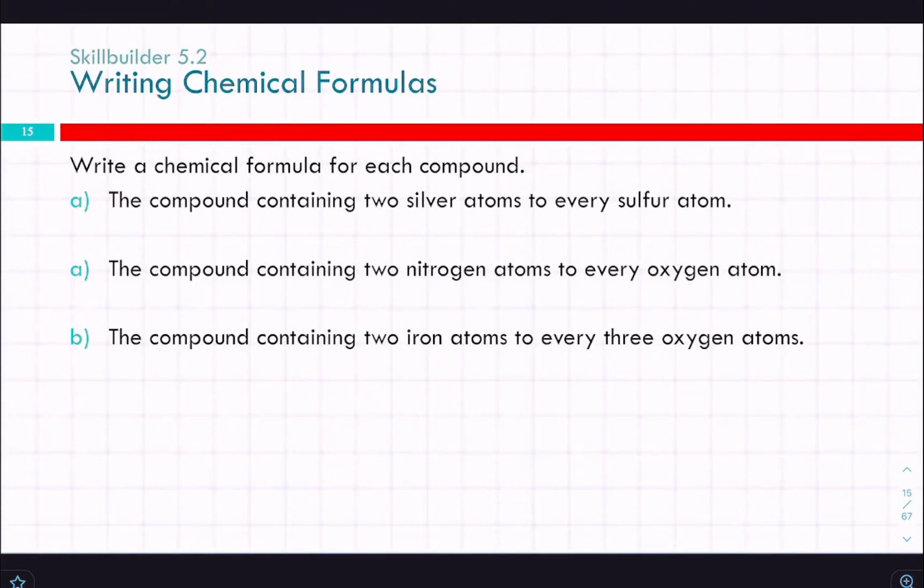All right, so if we wanted to write some formulas for these compounds, we have a compound containing 2 silver atoms for every sulfur atom. Which element do we put first? Silver, thank you. Yeah, because silver is, well, a metal, right? We know that it is actually a metal, and sulfur is in the nonmetals. So then we have 2 silver atoms, so we'll have Ag2S.